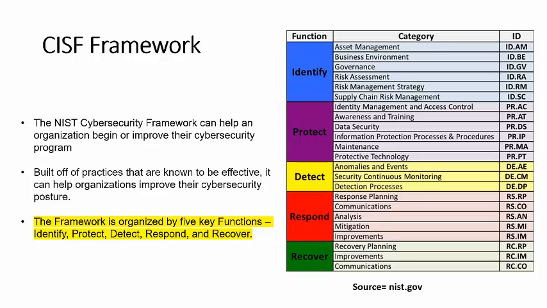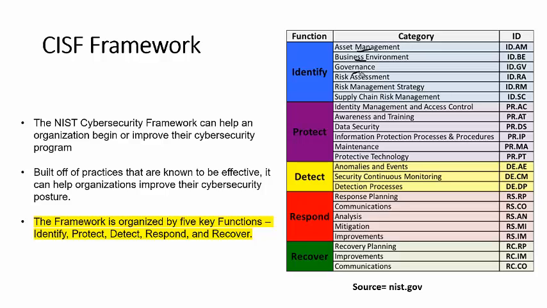And in this series, I'm going to discuss each and every category in detail. Each video talks about each and every category of each and every function. I'm not going to finish the entire framework in one video. It will be around 20-25 videos where I'm going to discuss the categories in detail and how to implement them. The NIST cybersecurity framework helps the organization to begin and improve the cybersecurity program, and it is built off practices that are known to be effective and helps the organization to improve its cybersecurity posture.